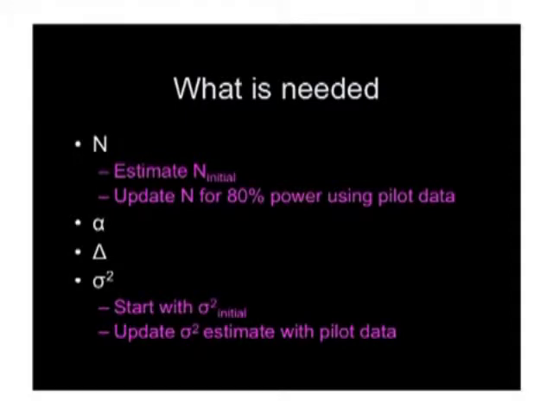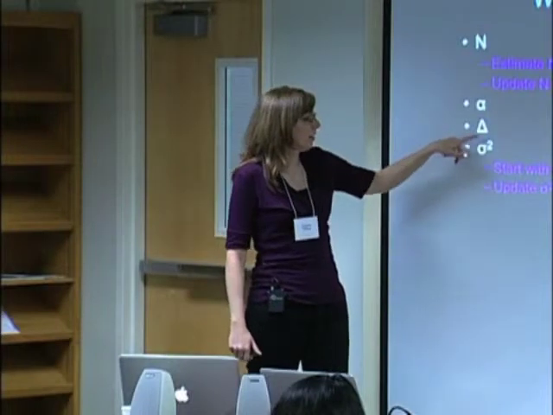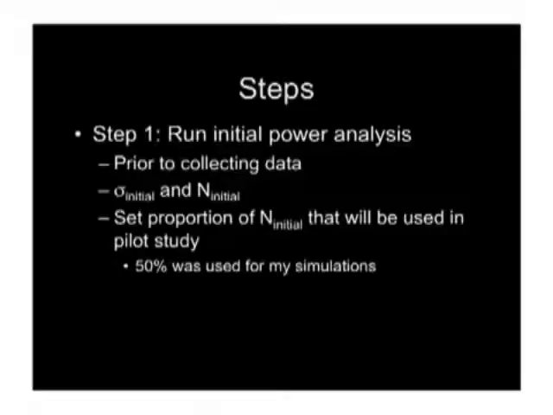using the pilot data. So there are 2 sample sizes involved, and then there are 2 variances: the variance that you guess initially and the one that you get with your pilot data. Delta must be fixed. You can't re-estimate delta as well, because then you're pretty much carrying out a hypothesis test on your data, and different techniques must be used to control your type 1 error rate in that case. So I'm only allowed to look at the variance. Okay, so the first step, you run your initial power analysis, and you do this prior to collecting your data, and you get your sigma initial and your n initial. And then it's also important that you set your proportion of n initial that will be used in the pilot study. So you say 50%.